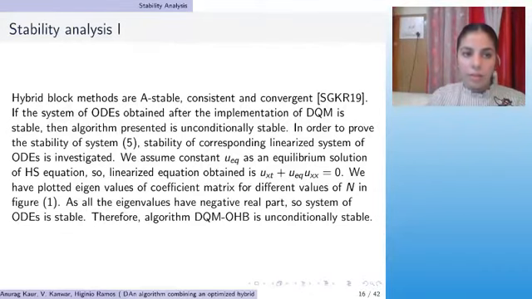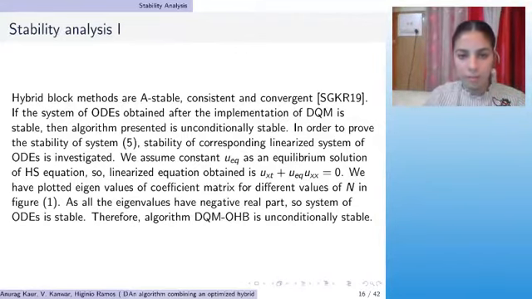Now we are going to discuss the stability. Hybrid block methods are A-stable, consistent, and convergent, as proved in the following reference. If the system of ODEs obtained after the implementation of DQM is stable, then the algorithm presented is unconditionally stable. So in order to prove the stability of the system, the stability of the corresponding linearized system of ODEs is investigated.